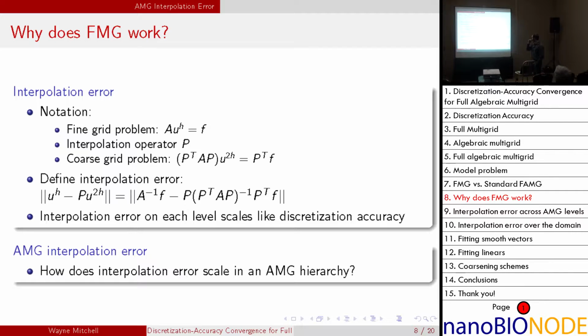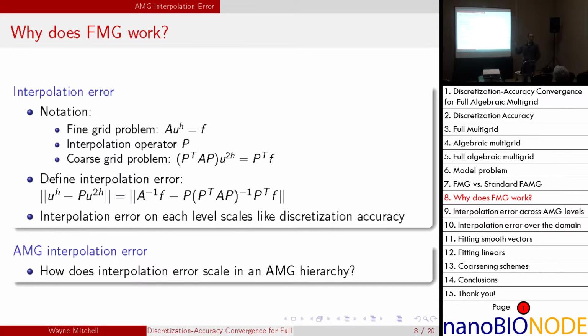And what do I mean by interpolation error? I mean, if you solve on your coarse grid and get a coarse grid solution U2H and project it up to a fine grid, what is the difference between those two solutions? So UH there is the exact algebraic solution to your algebraic systems. Interpolation error should scale on each level of your multigrid hierarchy like your discretization accuracy scales.